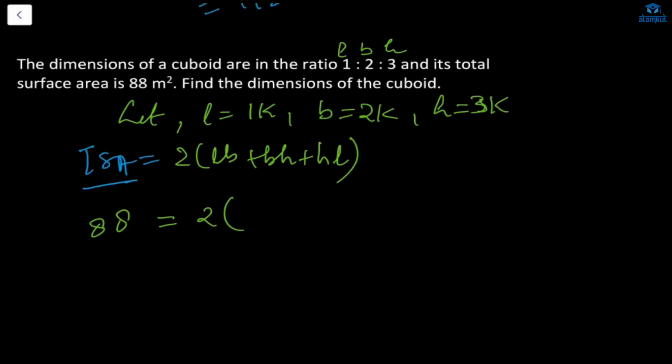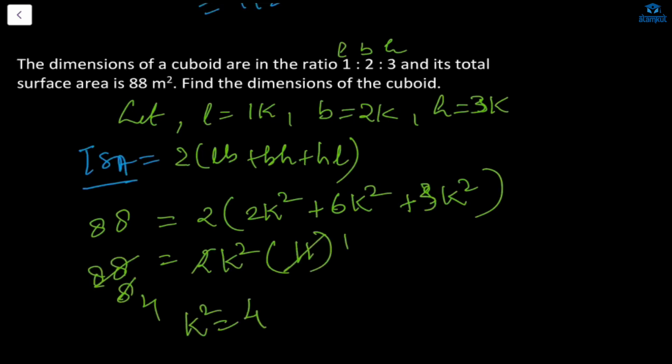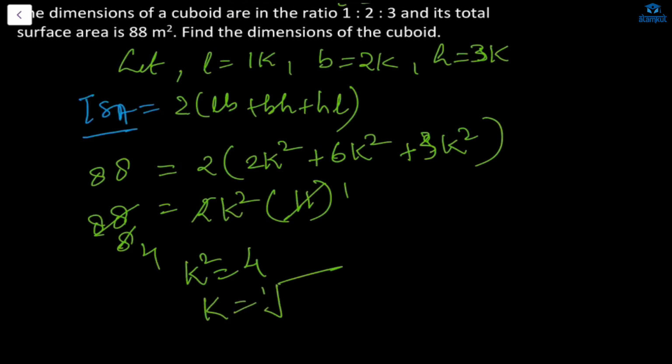So according to this, I'll have 2 times (2k square plus 6k square plus 3k square). Okay, so 2k square will be common, and this is 3. So k square is equal to 4, so k will be equal to plus minus root 4, which is equal to 2.